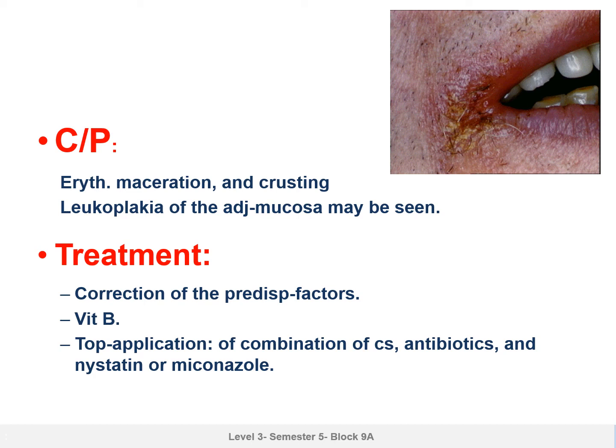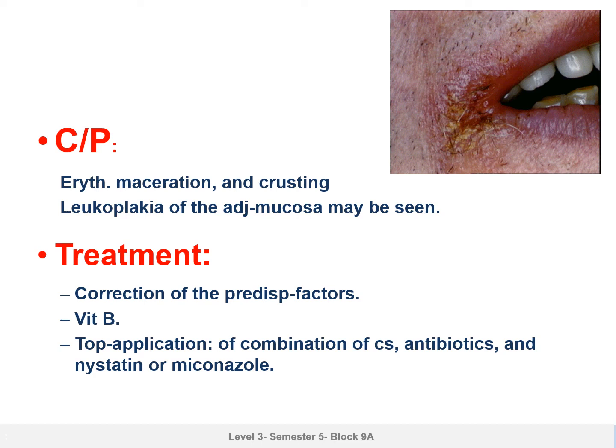This is a photo of angular cheilitis. Like you see, inflammation of the angle of the mouth, characterized by erythema, maceration, and crustation. Leukoplakia of adjacent mucosa may be seen.